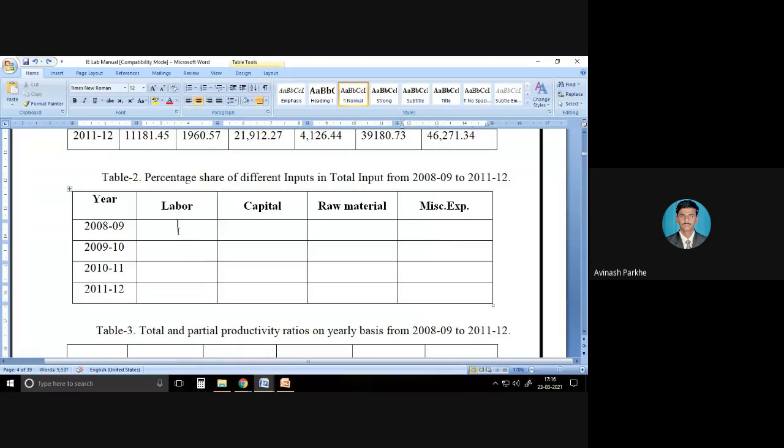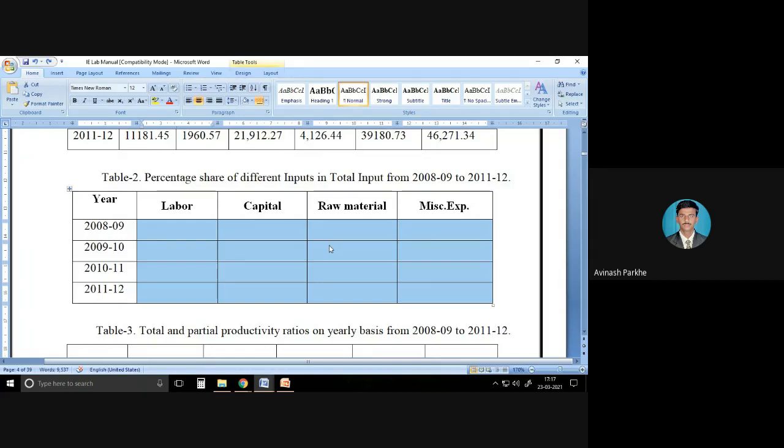For calculating the percentage share for each academic year, the formula is the same. That is, percentage share of input is equal to total input divided by required input. Total input तर त्या academic year ला कॉन्स्टंटच आहे, फक्त डिवाइडिंग फॅक्टर सगळ्याला काय होणार आहे, चेंज होणार आहे. So this is about the percentage share of the different inputs.